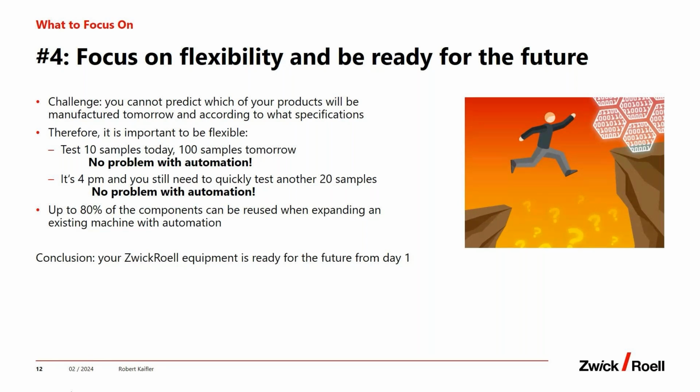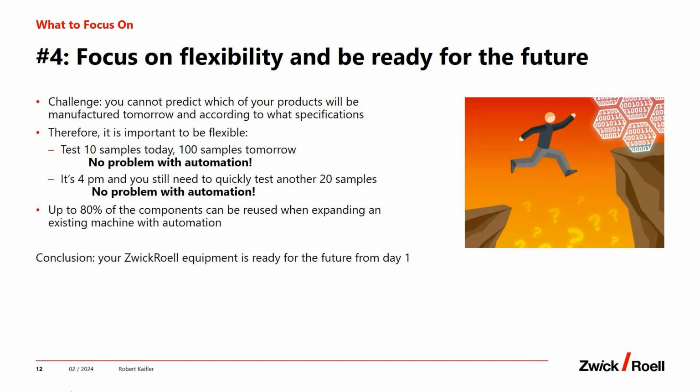The second dash point, let's imagine it's 4 p.m. and a colleague is stepping in saying, hey, I need to have a quick test of another 20 samples. And you think, oh my God, I need to pick up my kids from kindergarten. That's the flexibility we want to have with automation. So no problem with automation.